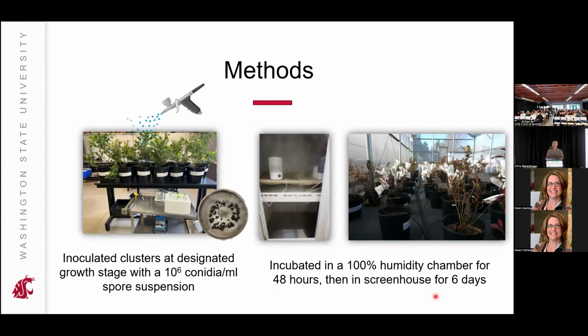So what we did is we inoculated clusters of flowers or fruit, depending on the stage, with 10 to the power of 6 conidia or spores per mL. So this was a very concentrated spore suspension that we sprayed in the lab with a very small air blast sprayer onto individual clusters of flowers or fruit. To encourage infection if it were possible, we then incubated those plants in a 100% relative humidity growth chamber for 48 hours, and then those plants went back to the screenhouse for an additional 6 days.